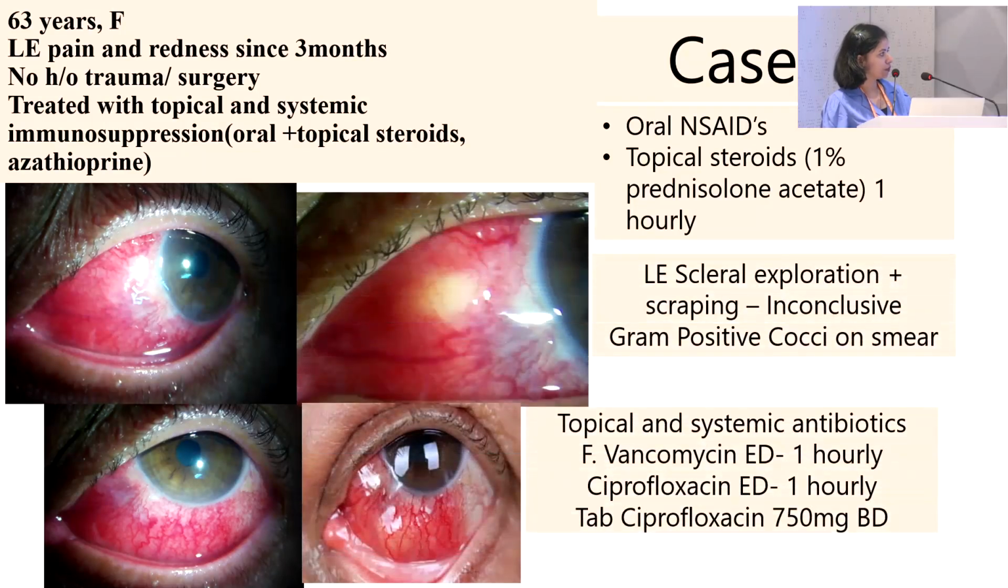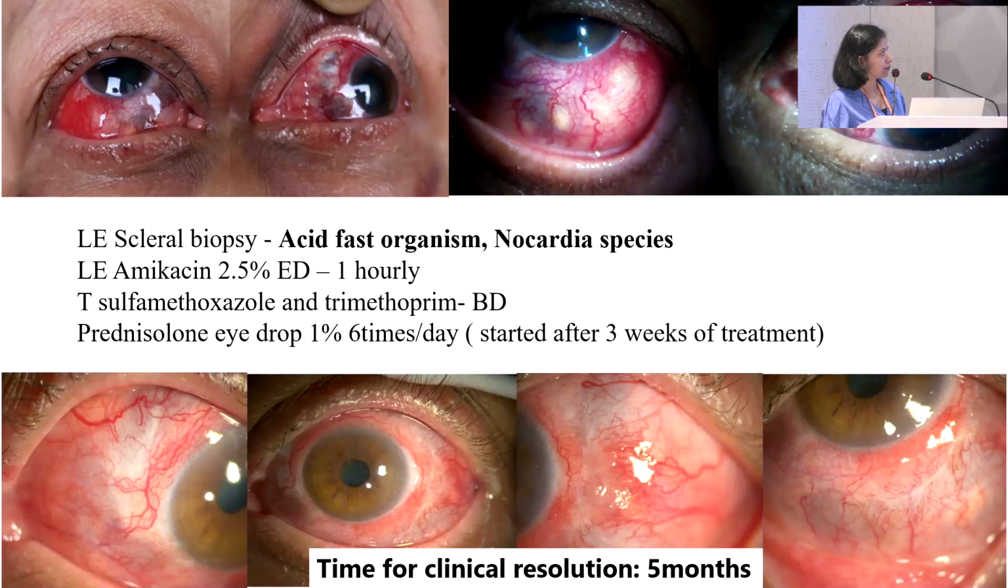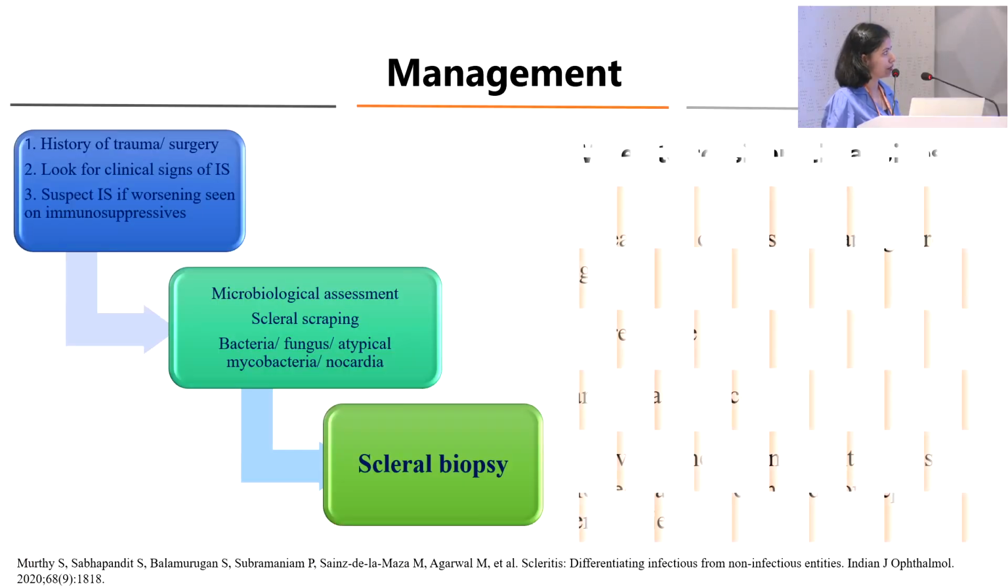But after 2 weeks, when the patient presented to us, this was the picture. There was a nodular area which was looking a little purulent. So we planned for scraping with scleral exploration, and we found gram-positive cocci on the smear. So we treated the patient with antibiotics, and we can see that there was progression of the nodules, and migration of these nodules in various quadrants. So we repeated the scleral biopsy, finding it to be Nocardia. Then we treated the patient with amikacin and sulfamethoxazole-trimethoprim. After 3 weeks, we started the patient on prednisolone eye drops, and there was resolution in 5 months.